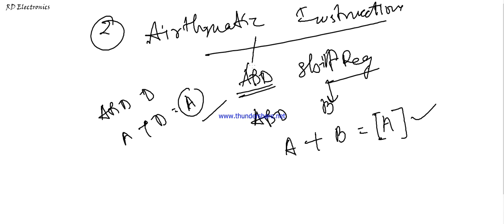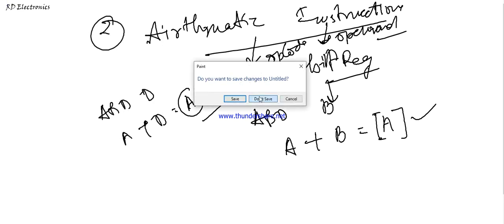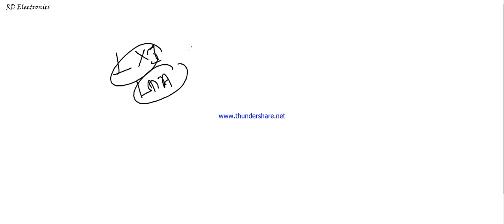So here ADD is the opcode, and the 8-bit register is the operand. I again repeat, opcode plus operand equals instruction. So in the previous lecture I said that LXI, LDA, these all are opcodes.